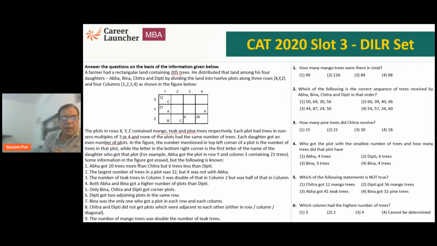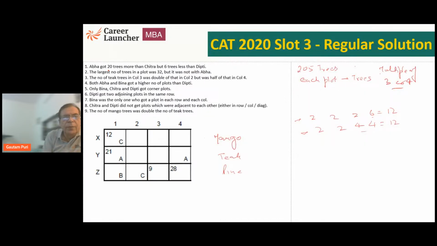We don't have any further information here. Now let's look further. Abha got 20 trees more than Chitra, but 6 less than Deepti. So Chitra plus 20 is equal to Abha, and Abha has 6 less than Deepti. So Abha is C plus 20 as well as D minus 6. So A, C, and D have some connection.